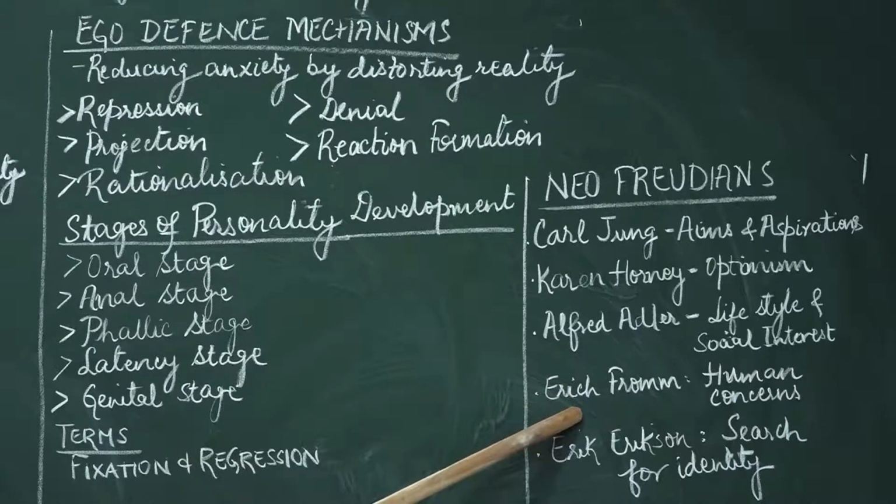Erich Fromm gave the concept of human concerns. He said that psychological qualities like growth and realizing one's potential or capability results from the desire for freedom, justice and truth. Erik Erikson, we have already done this in class 11. He gave something which is called identity crisis, or an adolescent in search for identity.